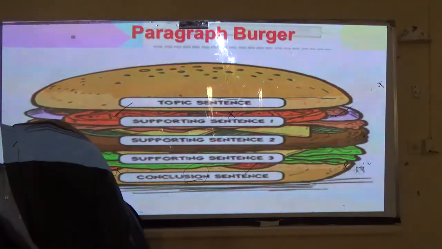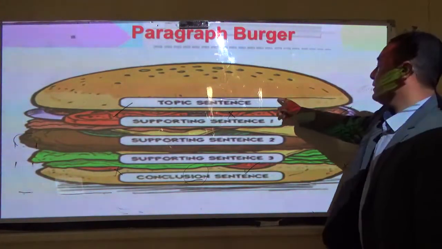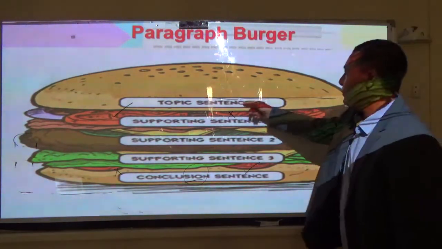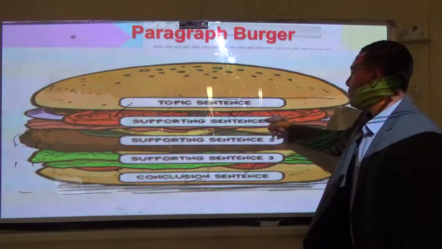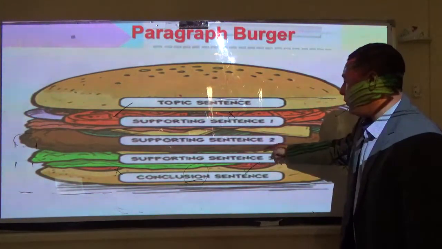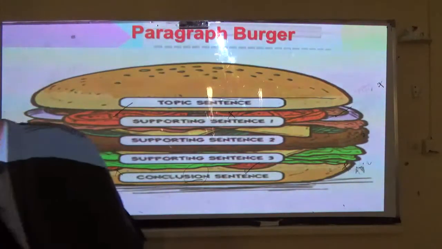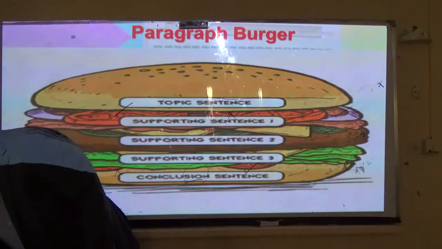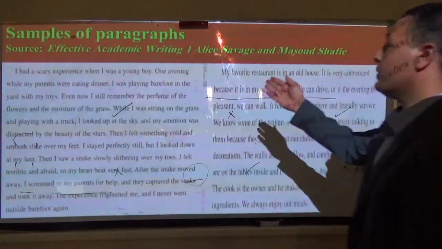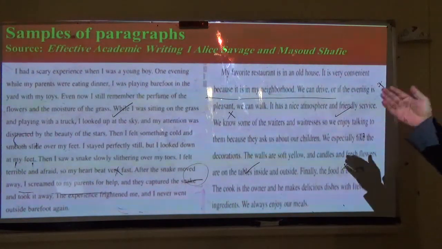This is a paragraph builder. Here, the topic sentence. The paragraph builder has some layers. The first one, the topic sentence, and as we said, the supporting sentences, it can be more than one supporting sentence, not one only. The concluding sentence. Here is an example. This is a model. Sample of paragraph. You have two samples. You have to read them to check and know how to write a good paragraph.